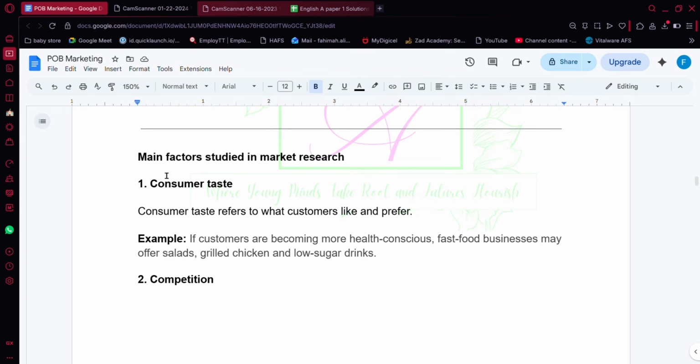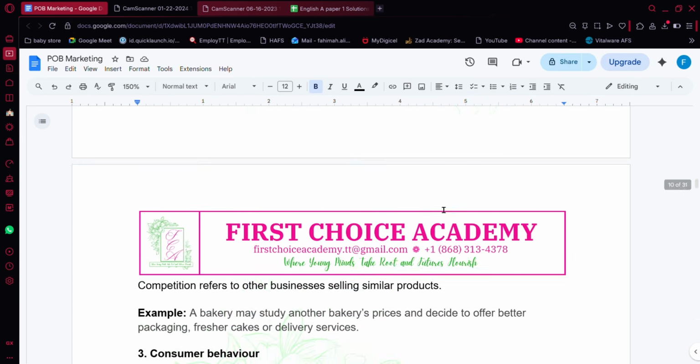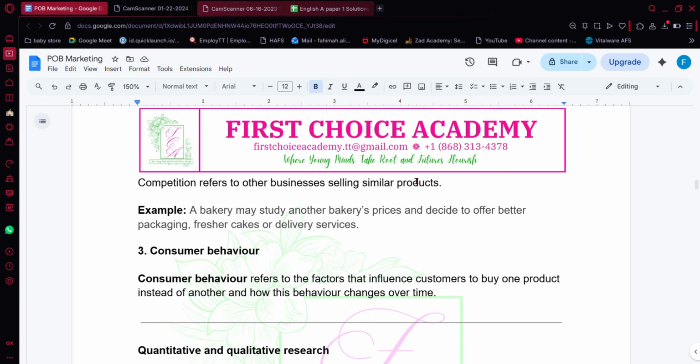Main factors studied in market research would be customer taste. So customer taste refers to what customers like and prefer. Competition, so this refers to other businesses selling similar products. Consumer behavior refers to the factors that influence customers to buy one product instead of another.